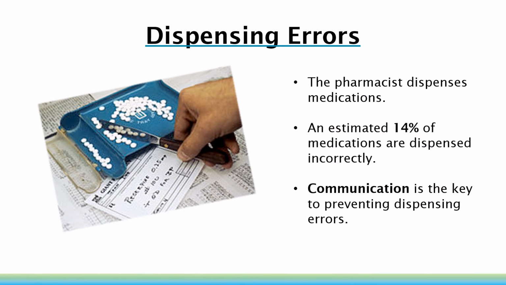Dispensing errors. The pharmacist dispenses medications. An estimated 14% of medications have been dispensed incorrectly. Communication is the key to preventing dispensing errors. The pharmacist will receive the order from the prescriber, process the order, and deliver the order to the client or staff. The MAP must check the order against what is dispensed to make sure the correct medication has been provided with the correct instructions.